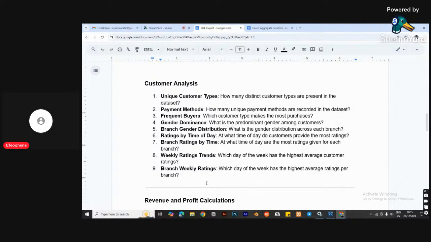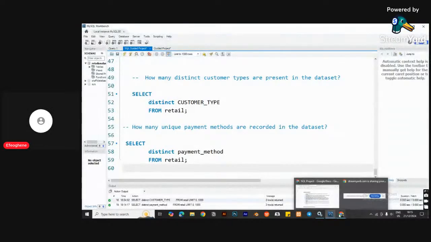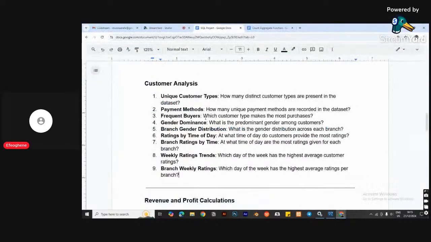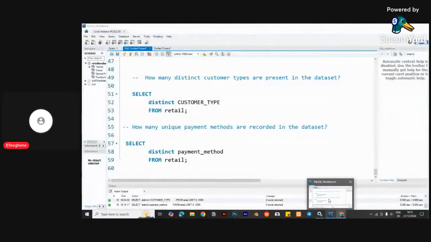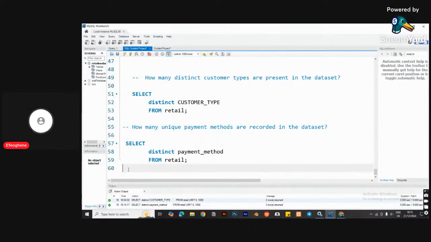So let's proceed. The next question is, which customer type makes the most purchases? All right. If you can master these little questions, then when it's time to ask real questions as it relates to your data sets, when carrying out analysis, it will be easy for you. So I'm just showing you the building blocks.